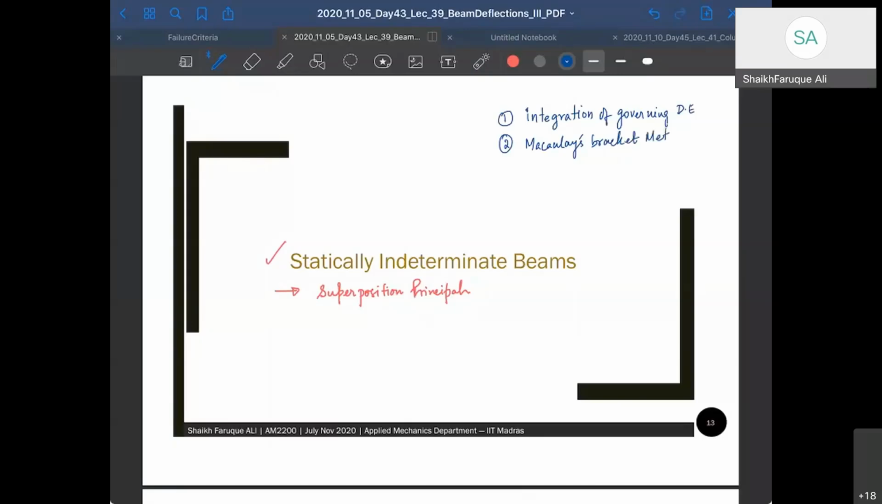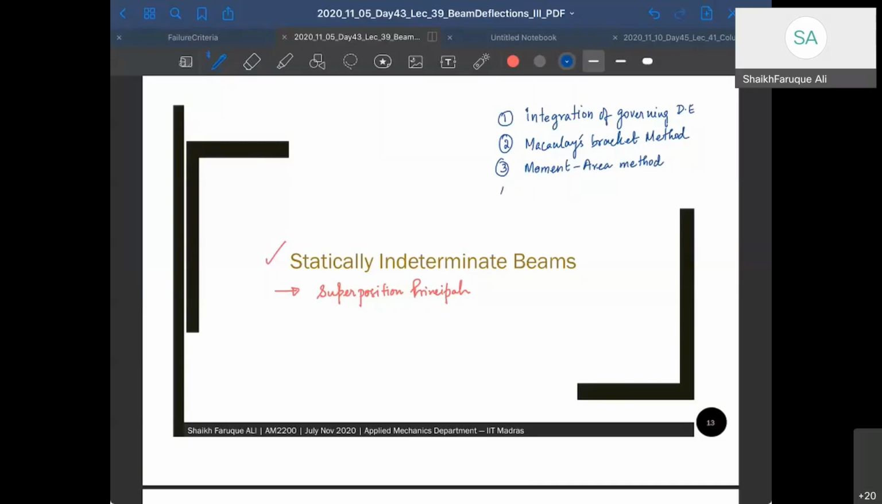Apart from that, we learned two more methods which are easy, but they are specific to a particular point. If you want to find deformation or slope at a particular point, these methods give you quick and easy solutions. One of them is the moment area method. There are two theorems for the moment area method, right? One to calculate slope, the other to calculate deformation. Or rather, the moment area method doesn't give deformation, it gives tangent deviation, okay?